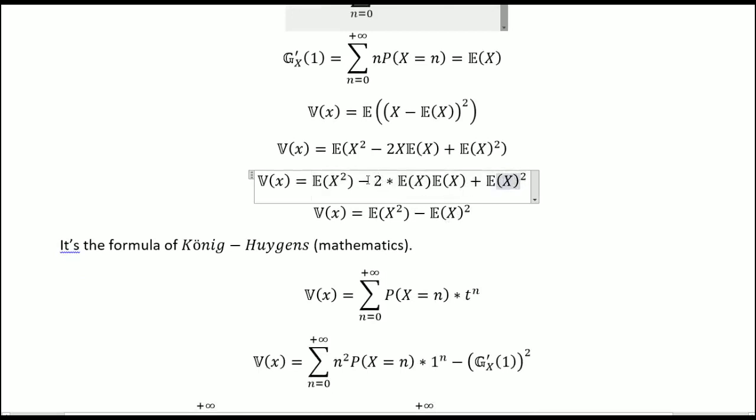Then we have this that we can factorize, because this is actually the expectation squared of x. So we have -2, and here we have 1. So -2 plus 1 is equal to -1. So we get this. This is the formula known as Koenig-Huygens, the mathematical version, because there is one for physics.